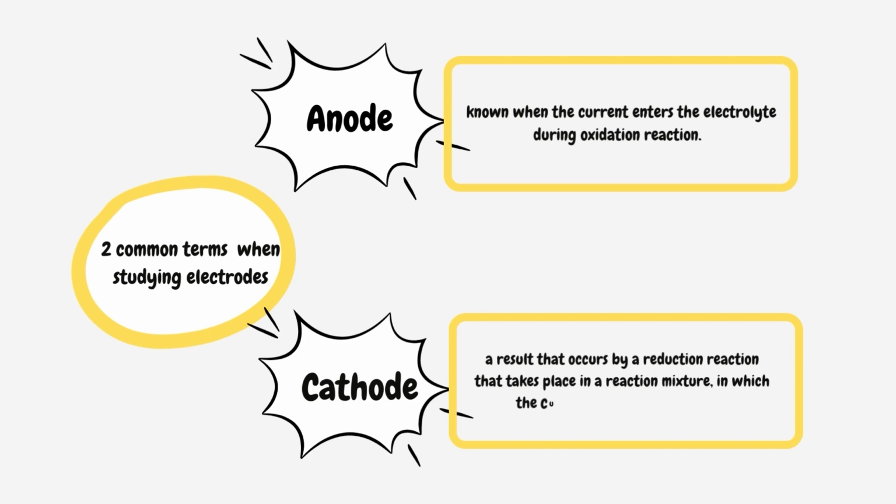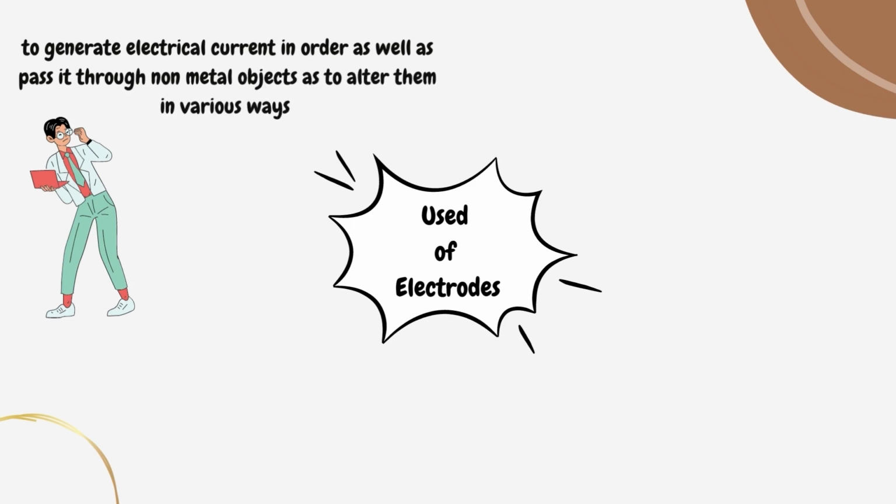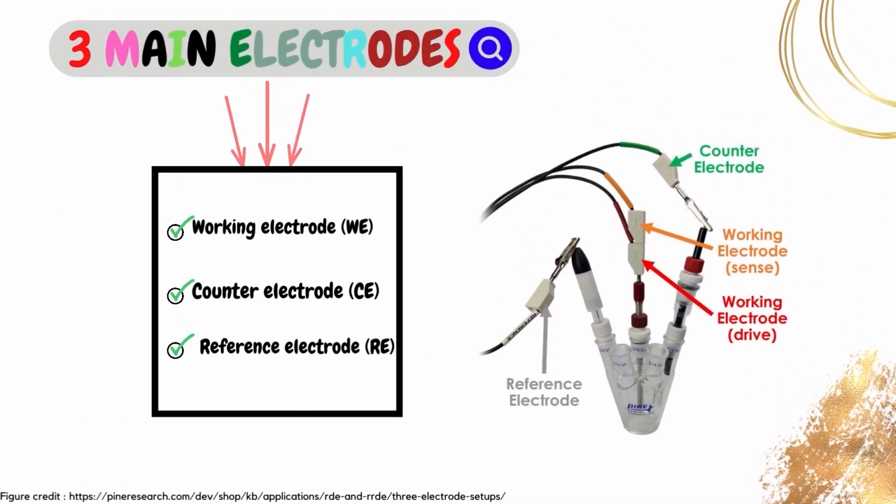Cathode is a result that occurs by a reduction reaction that takes place in a reaction mixture, in which the current leaves that electrode. The use of electrodes is to generate electrical current as well as pass it through non-metal objects so as to alter them in various ways. Conductivity is also measured using electrodes. There are three main electrodes: working electrode, counter electrode and reference electrode.